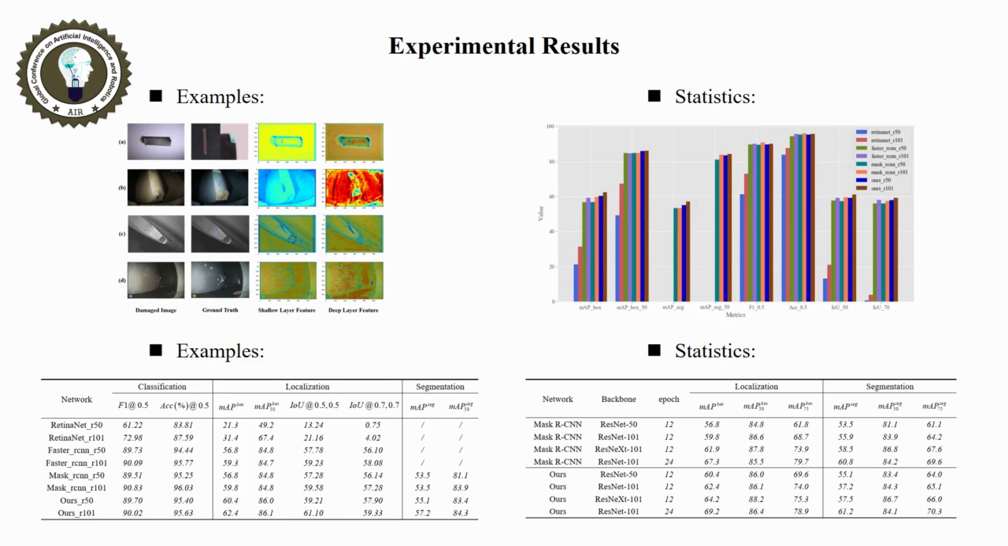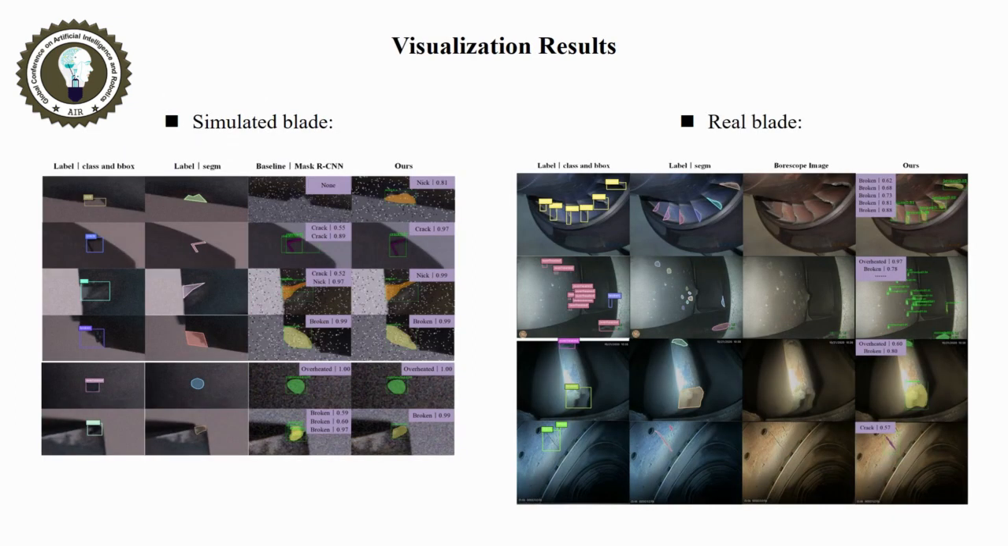In addition, compared with the powerful baseline, our method obtains satisfactory performance in the used metrics. The proposed method shows excellent results in blade damage classification, localization, and segmentation. Our model can identify damage and has higher confidence than baseline on simulated blade and real blade datasets.